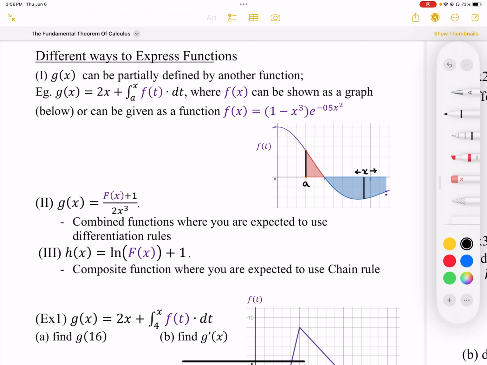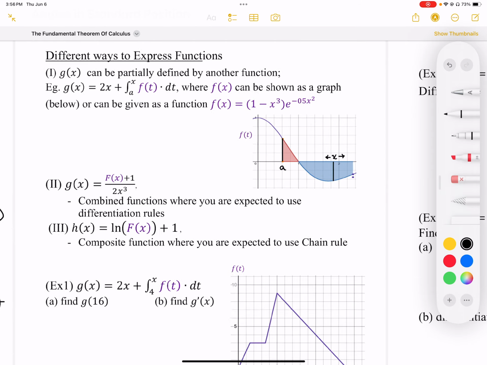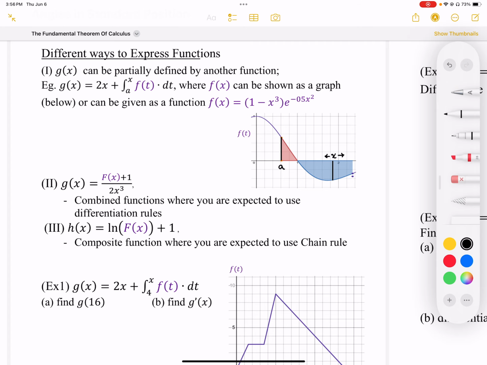We want to look at different ways to express functions. So g of x, some function g of x, can be partially defined by another function. An example here is we have this g of x, it's equal to 2x plus the area under an f function from a to x. And that f of x can be shown as a graph.